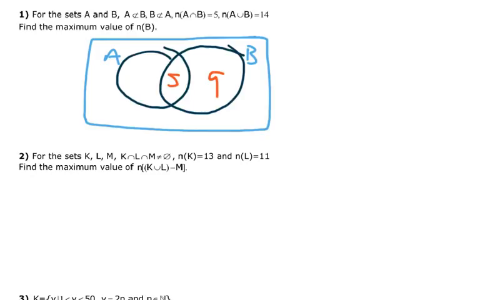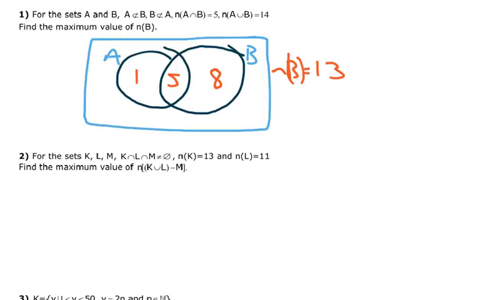However, if we did that, we would contradict the statement at the start of the question, which said that A is not a subset of B, and that would be the case if we put the remaining 9 elements in this part of B. So we've got to put at least one element in A, or A minus B, which is this section, and then we can put the remaining elements in B minus A. So the maximum number of elements in B is going to be 5 plus 8, to give us 13.